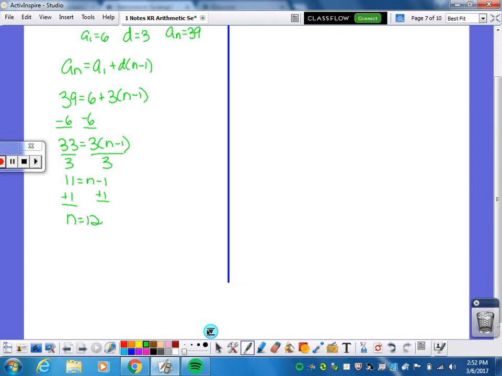So, S sub 12 is going to be equal to 12 over 2. We know a sub 1 is 6, and a sub n is 39. So that's 6 times 39 plus 6, which is 45. S sub 12 is going to be 6 times 45, which is equal to 270.